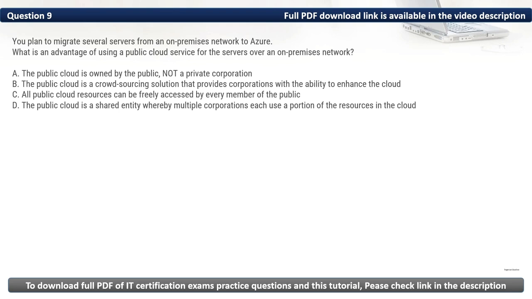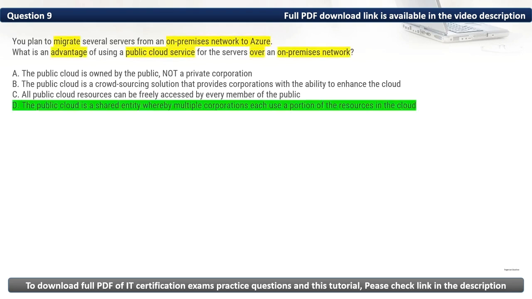An advantage of using a public cloud service for the servers over an on premises network is that the public cloud is a shared entity whereby multiple corporations each use a portion of the resources in the cloud. Thus, the correct option is D.